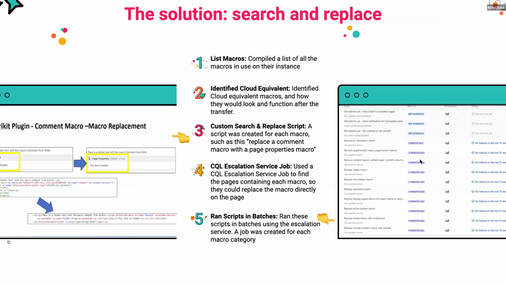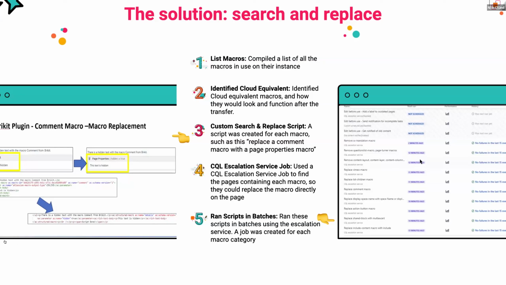Then the third step was they created a script for each specific macro. As you can see in the screenshot on the left, a script was created to replace a comment macro from a third-party application with a page properties Confluence macro. Now, you must be wondering how they found all the pages with macros. They had 22,000 pages, right? They used a SQL escalation service job to find the pages containing each macro, so they could replace the macro directly on the page.